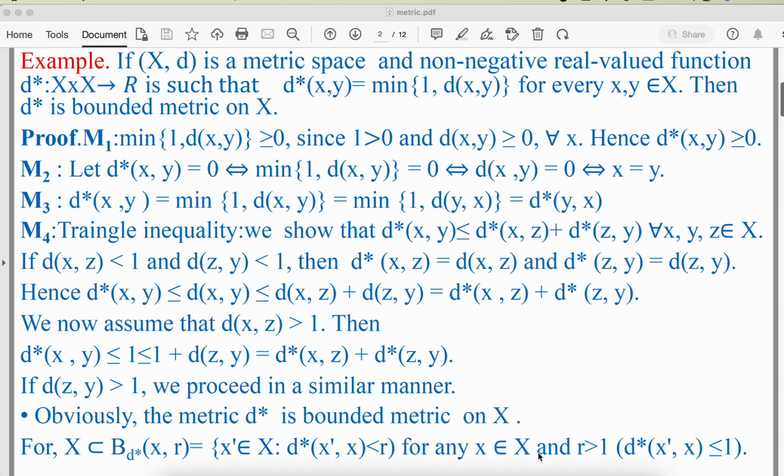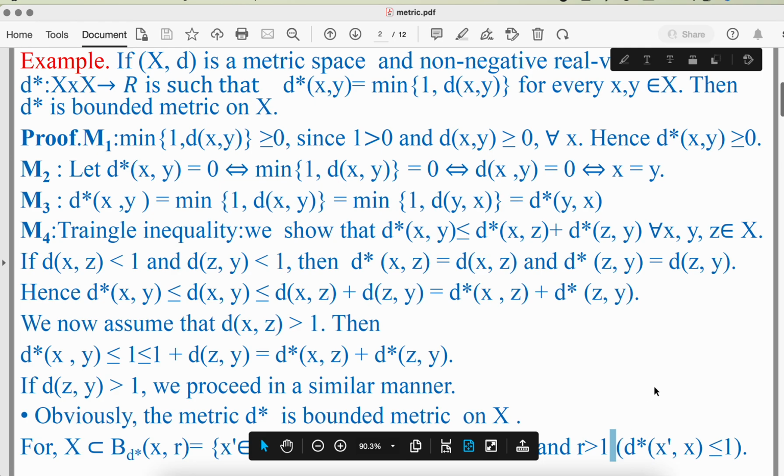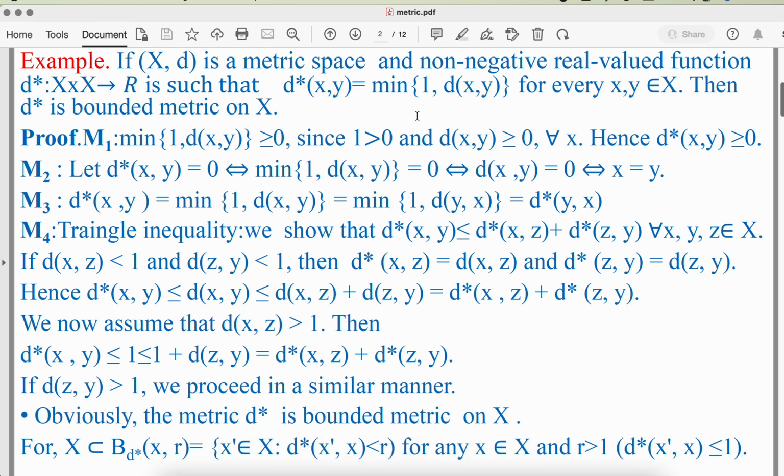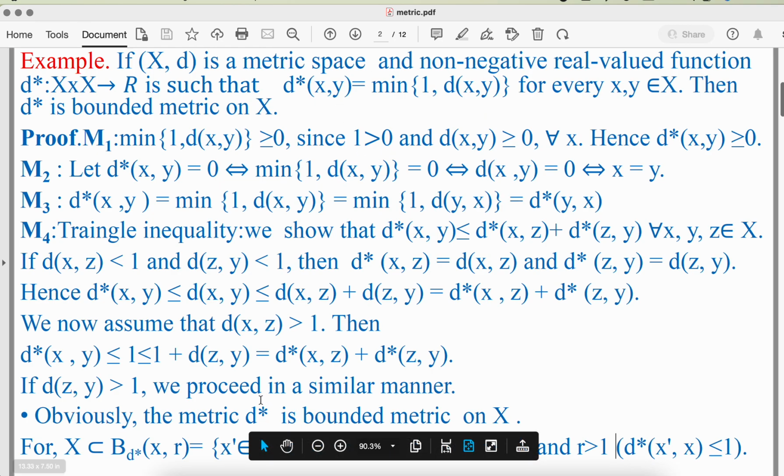Here we should have a close bracket, and it is clear that d star (x', x), the distance of x' from x with respect to the metric d star, is always less than or equal to 1 because of the definition of this metric d star. So it means d star is a bounded metric on X. We have proved that it satisfies all the conditions of a metric, and as it is contained in a ball centered at x and radius r, it is bounded.